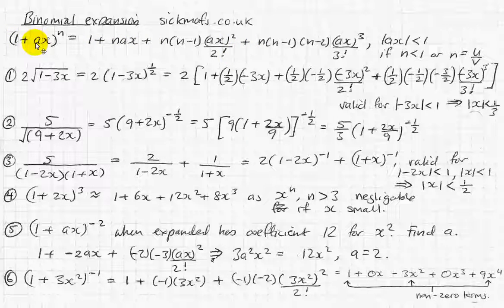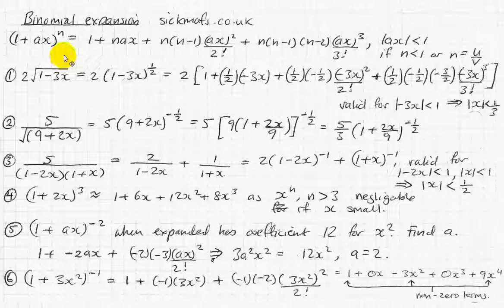You do have to say what the expansion is valid for. So once I've got crazy numbers that are not just normal whole numbers, i.e. negative numbers or numbers less than 1 or fractions, automatically this ax bit, the modulus of it, is less than 1.